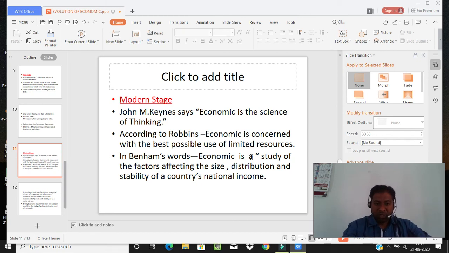Now, according to Benham's words, he says economics is a study of the factors affecting the size, distribution and stability of the country's national income. He says that economics is a study of factors affecting the size. What is the size of the company or the national income? What is the distribution level of a country or the company? What is the stability of a country's national income and the company?